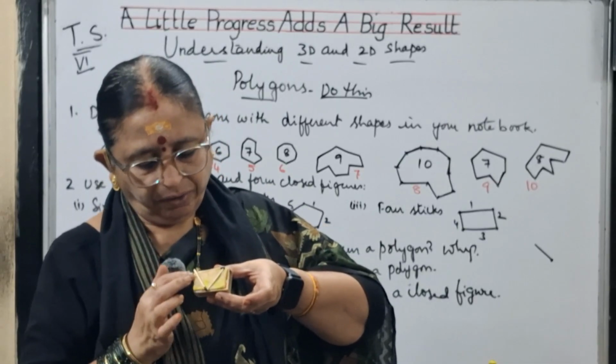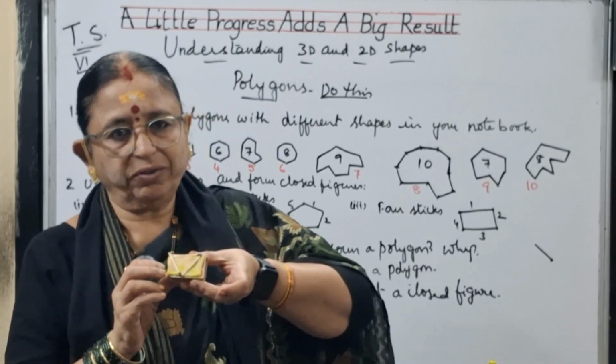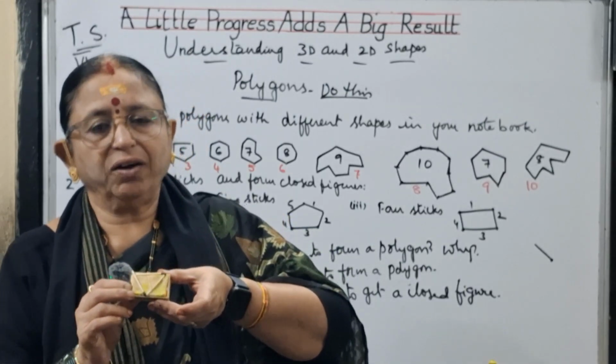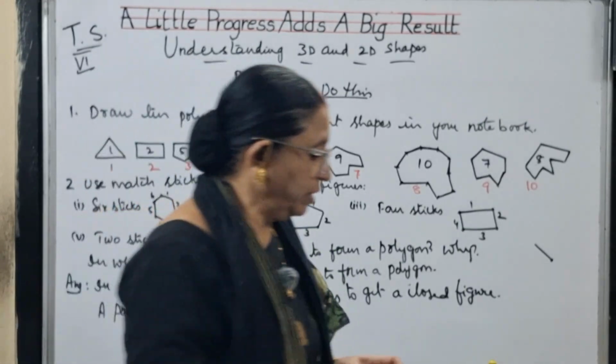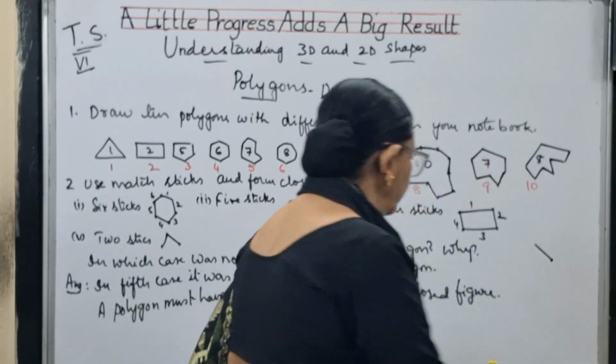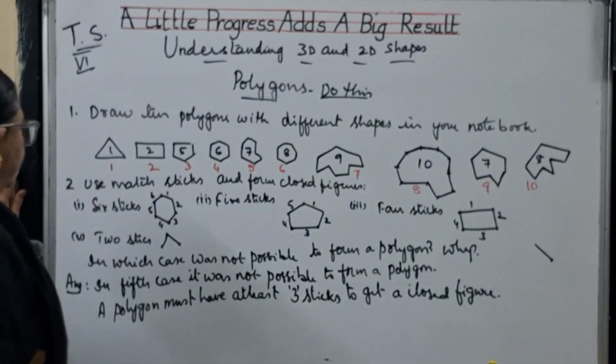See, this is the head, no? So 1, 2, 3. When I joined, what figure have I got? I have got a triangle figure. So in this way, you need to draw the figures. So the first one is 6 sticks.